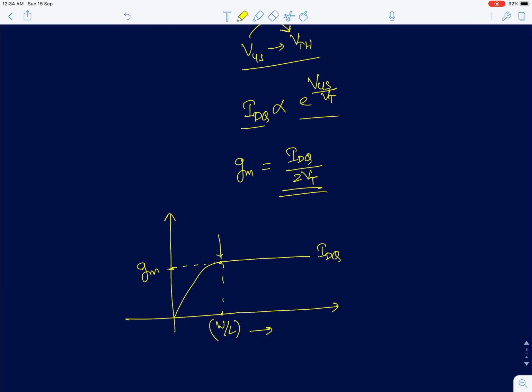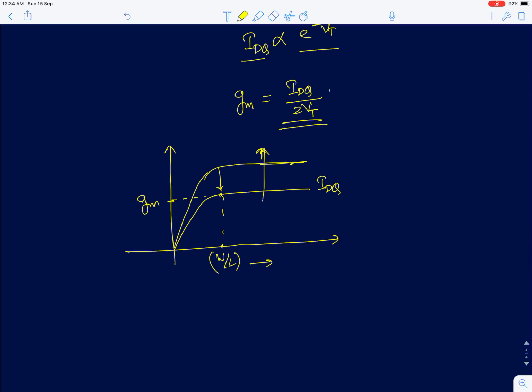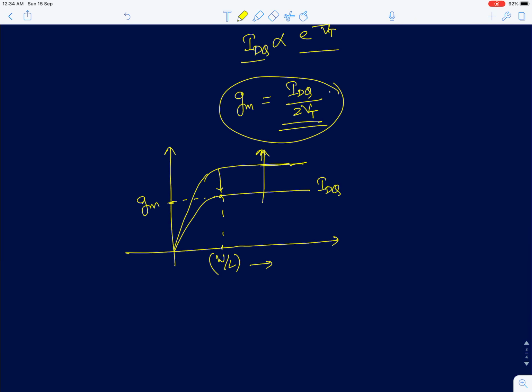That value will keep increasing linearly as you keep increasing the drain current. For different values of the drain current, your gm will keep increasing linearly. For a BJT, there is no device variation there, and gm is almost assumed to be proportional to the quiescent collector current always. But for a MOSFET, your gm is proportional to the square root of the drain current.